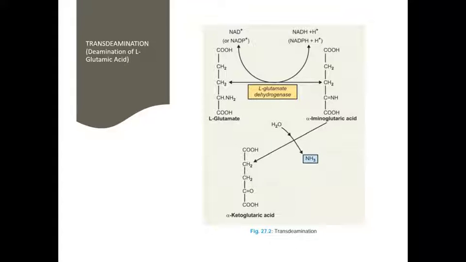In the first process, transamination takes place, that is, the removal of the amino group is done here. After transamination, this is converted into alpha keto glutaric acid by the liberation of an amino group.